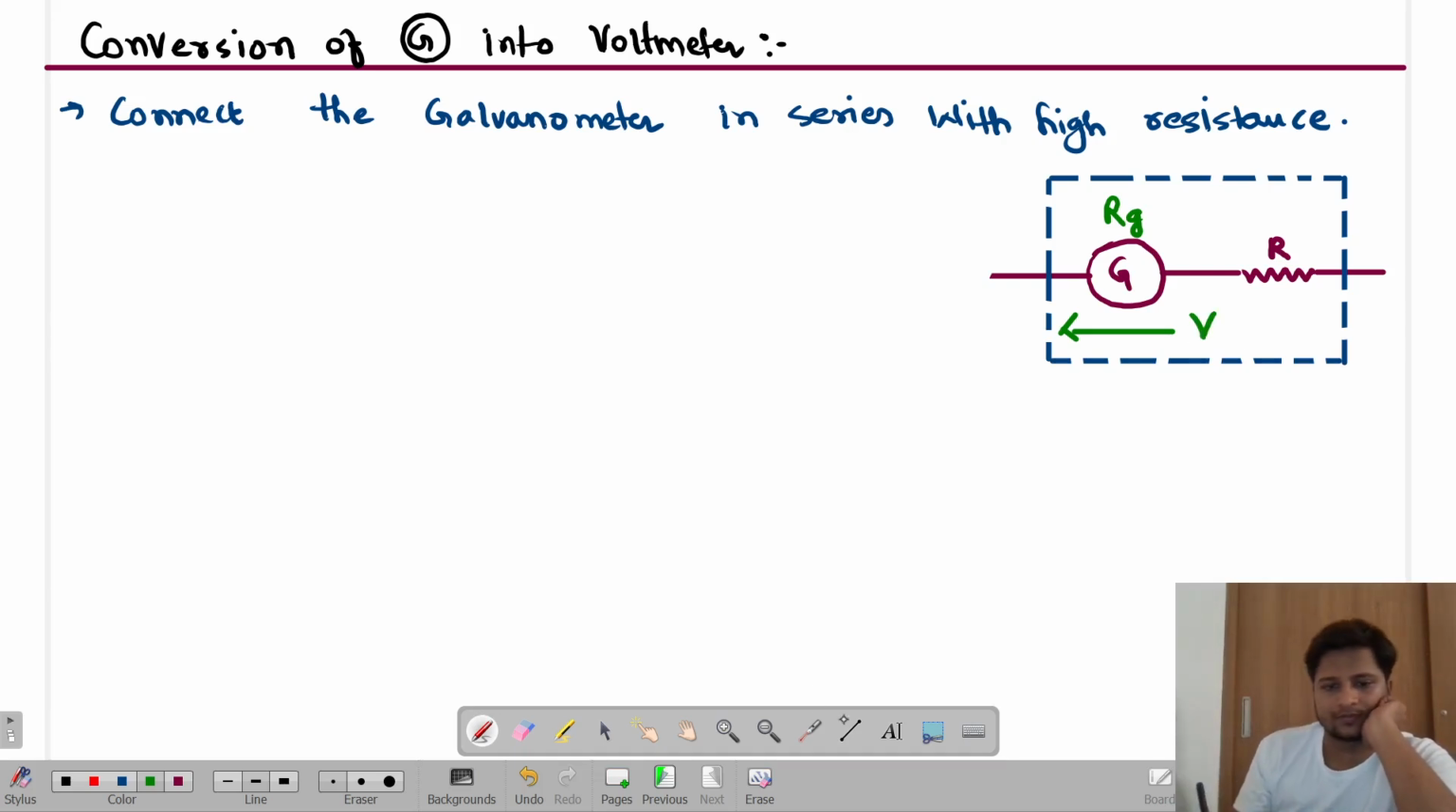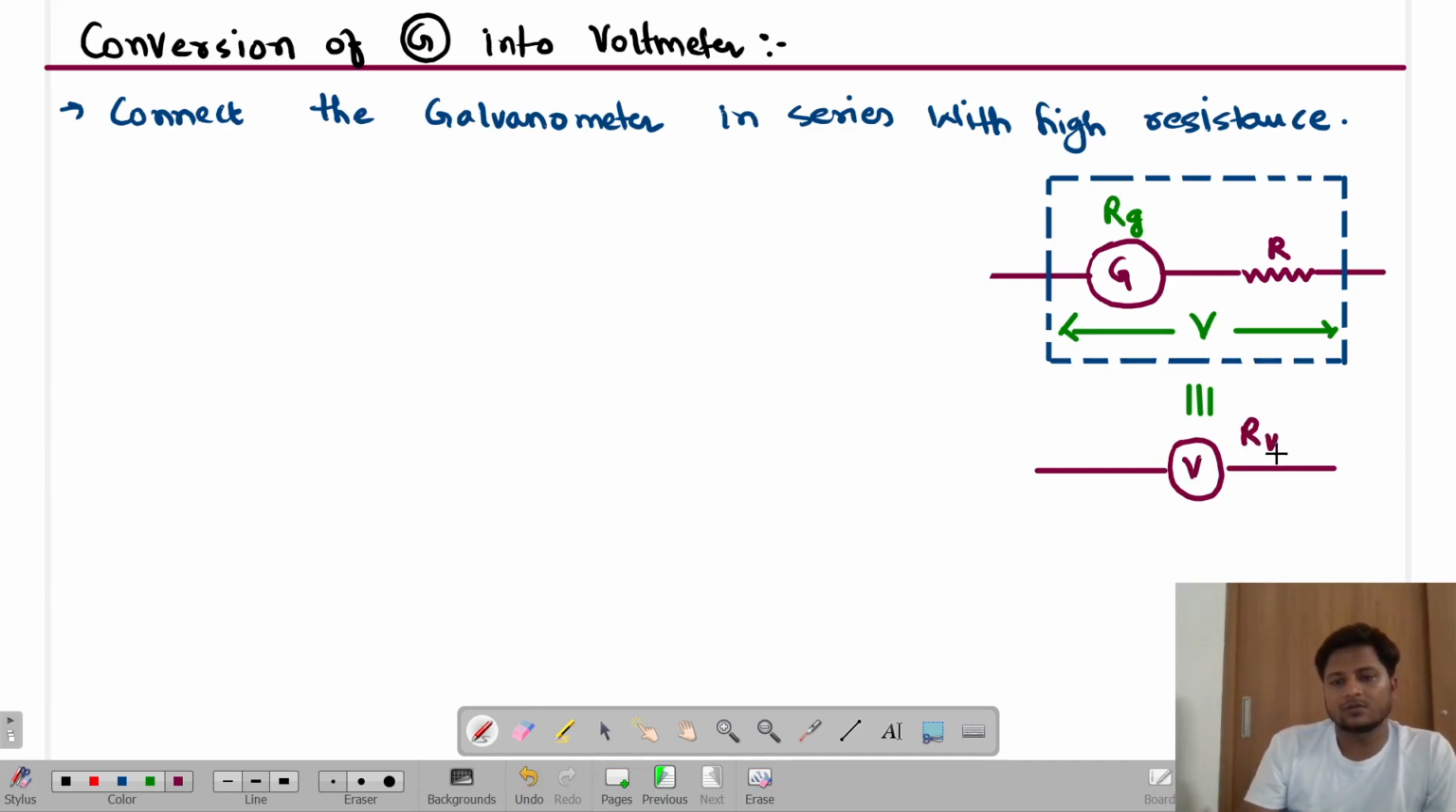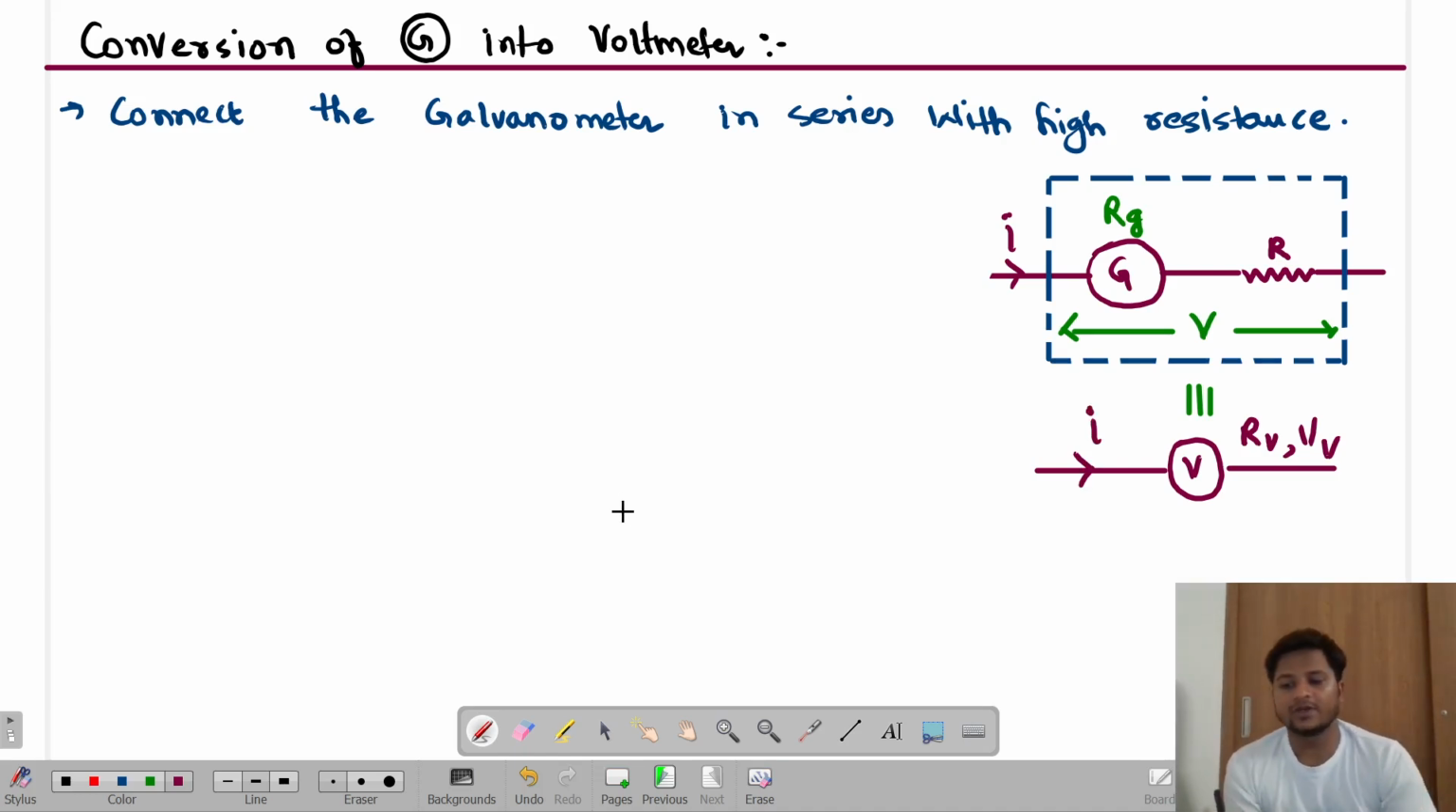Got it or not? Is that clear? So this directly changes to, basically this is nothing but a voltmeter of high resistance. Got it? Is that clear? And voltmeter voltage V. Are you able to get me or not? So let's suppose some current I was passing through over here, and this is my voltmeter, isn't it?